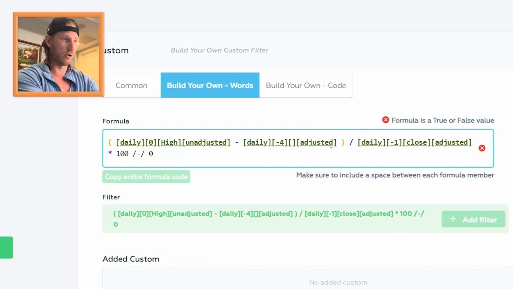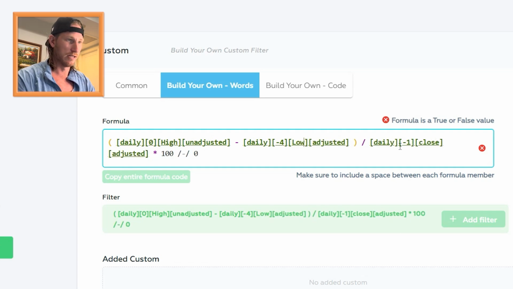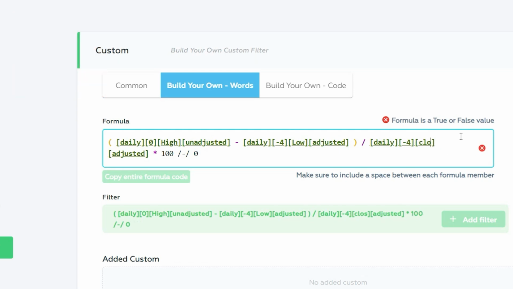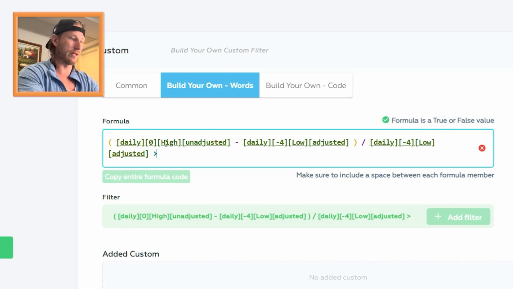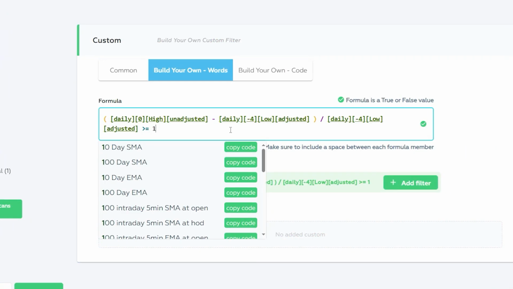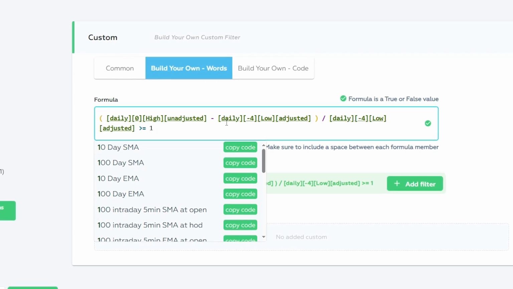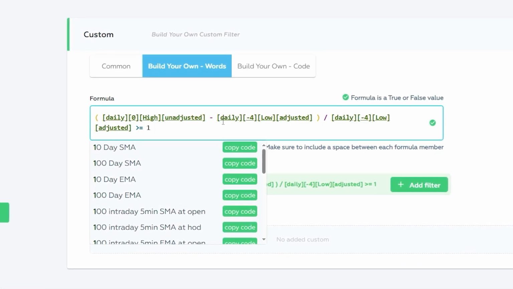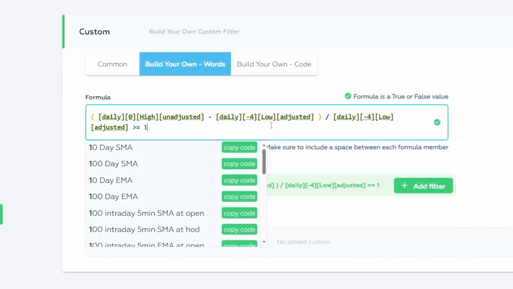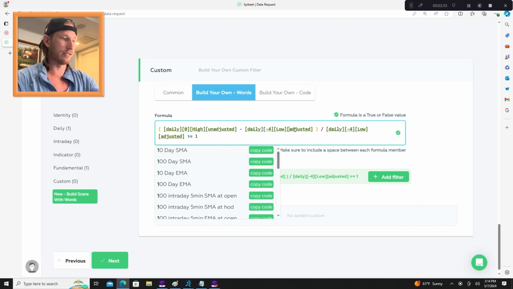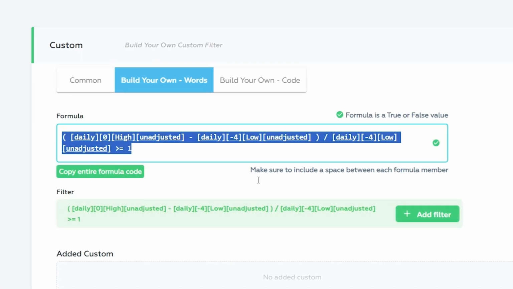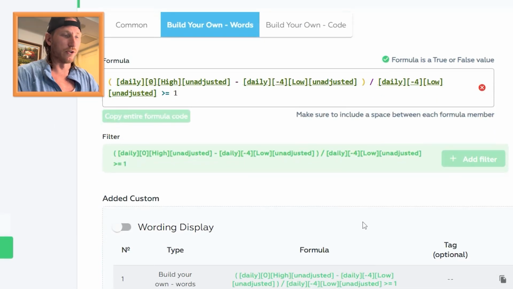Let's call it the low. So the high minus the low divided by the daily -4 low is greater than or equal to 1. So this is just basically saying that in the past 4 days, this stock, the day that it gets of interest, is up 100% from its 4-day low. Add some unadjusteds here. Great. That's our first criteria.